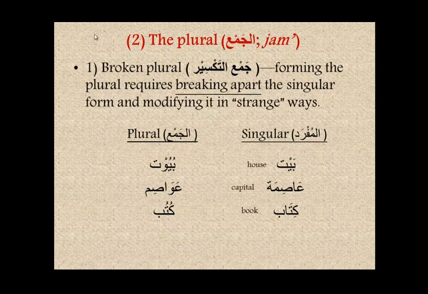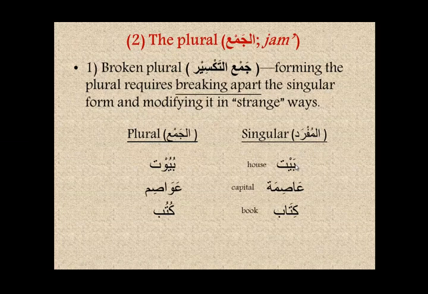So let's begin with the first type of plural, which is the broken plural, jam' taksir. Forming this plural requires breaking apart the singular form, dismantling the singular, and then adding in and changing stuff, so modifying it in very strange, so-called strange ways. Strange in my opinion, at least. Let's take a look at a few examples here.